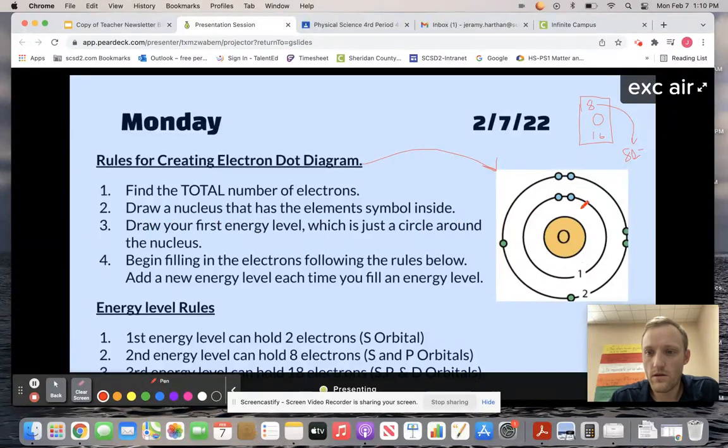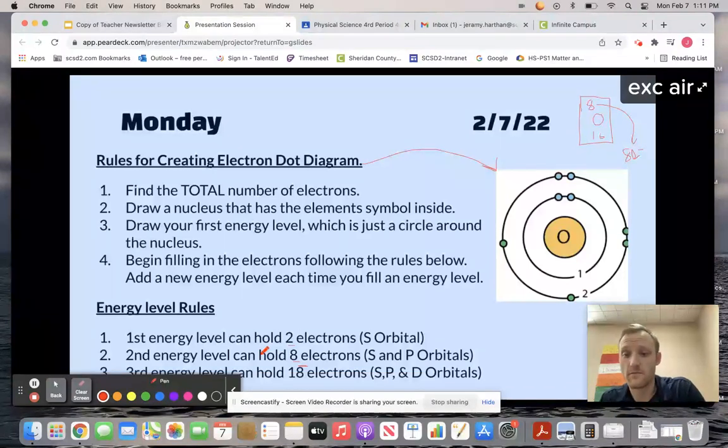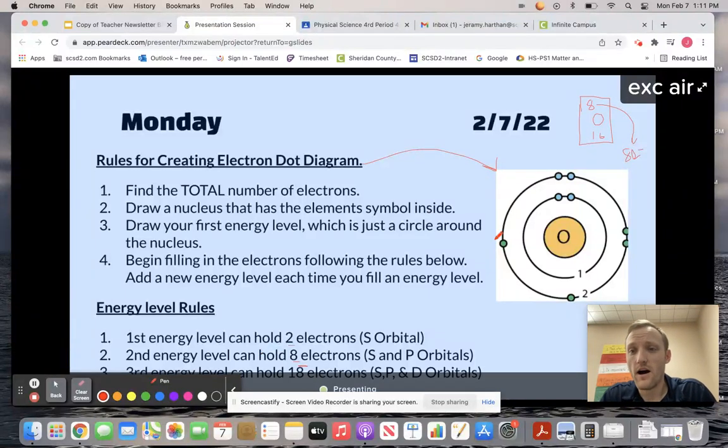Okay, there we go. Then it says begin filling in the electrons, right? We need to fill in 8, following the rules below. Okay, so the rules are first energy level can hold 2 electrons. Then we have to go up an energy level. Second level can hold 8. And then the third one can actually hold 18, but usually we stop at 8, and we'll talk about that later on. But basically, I told the classes, it's kind of like if you were filling up water jugs and you had gallons, right? So you're filling up that water jug. Well, when that gallon gets full, you have to go to another water jug. And so that's kind of the same thing with these energy levels. Once this energy level's full, we have to add another one.